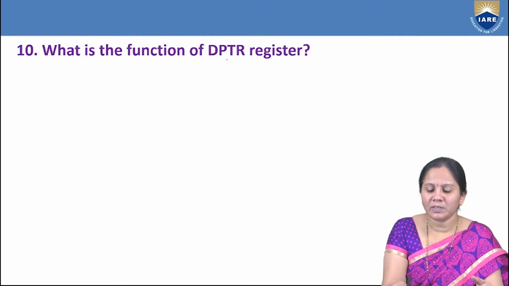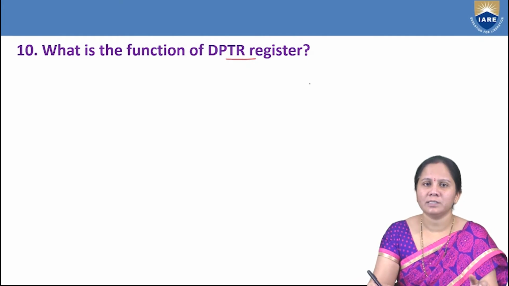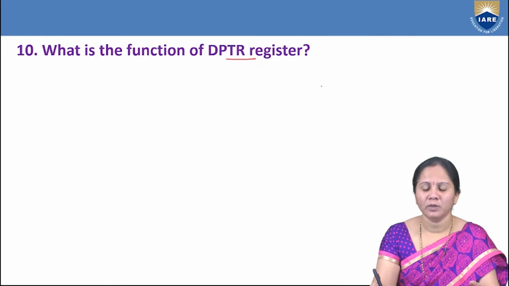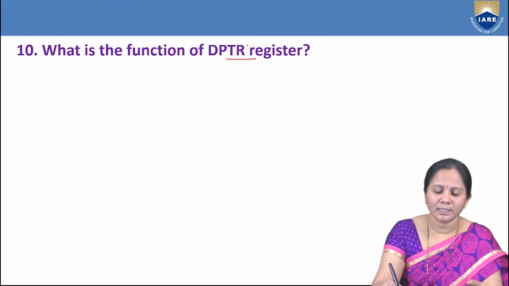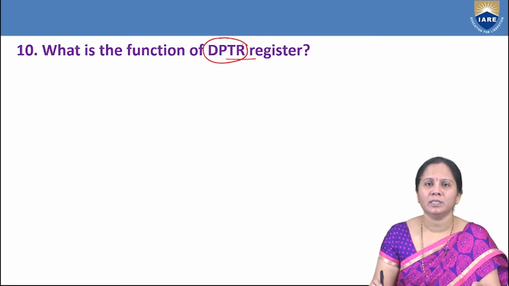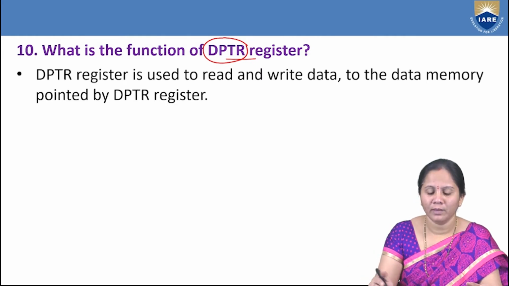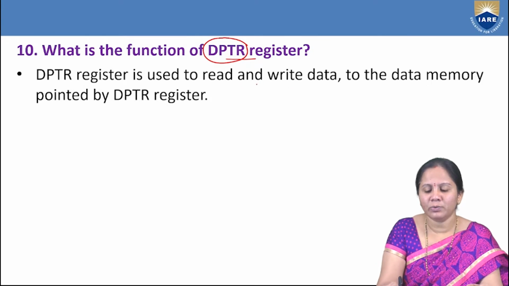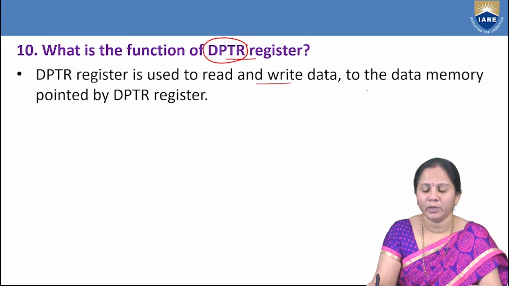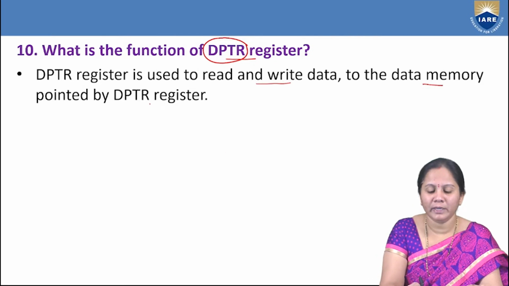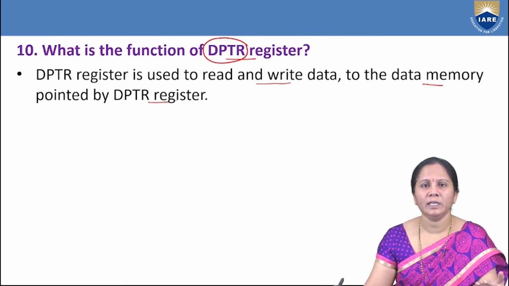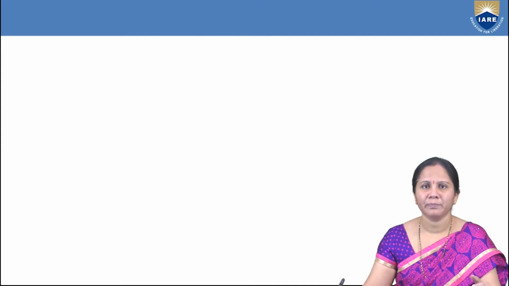And what is the function of DPTR register? We have seen the 8051 registers. Among those registers, this DPTR is one of the registers. So here DPTR stands for data pointer. It is a 16-bit register. This is the register used to read and write data to the data memory pointed by the DPTR register. So generally it is a 16-bit register.